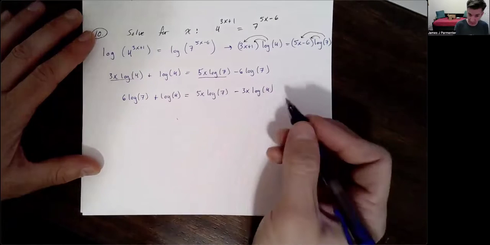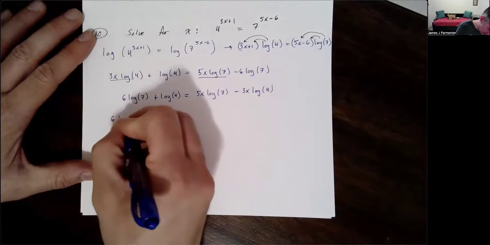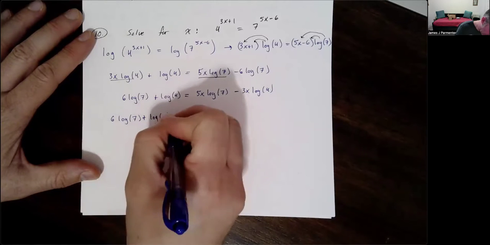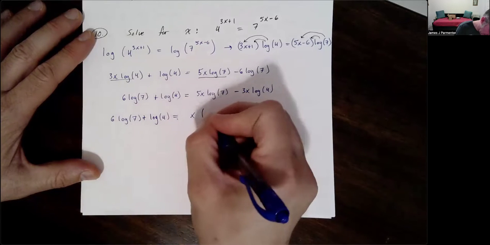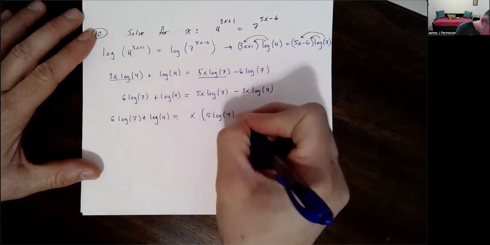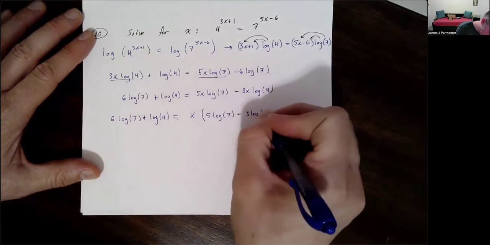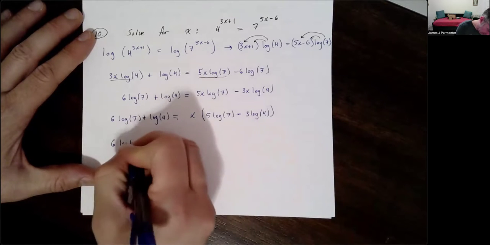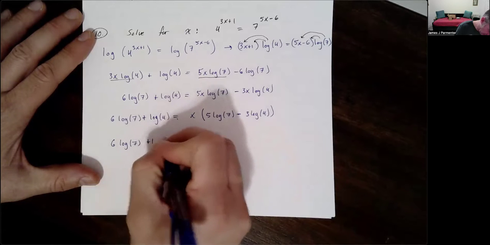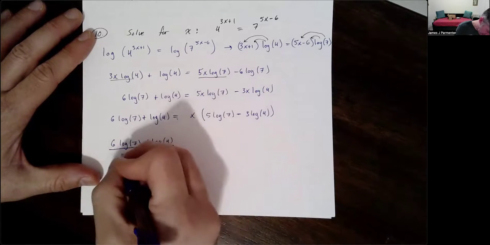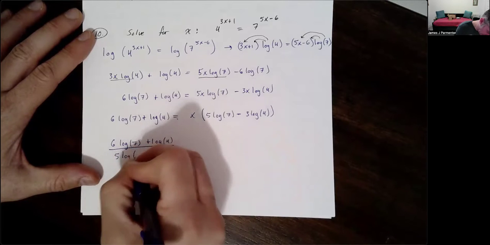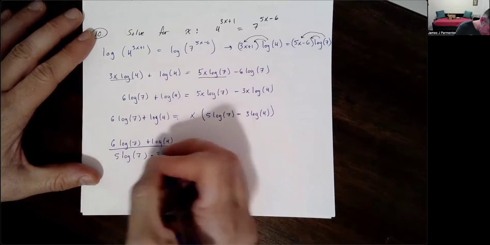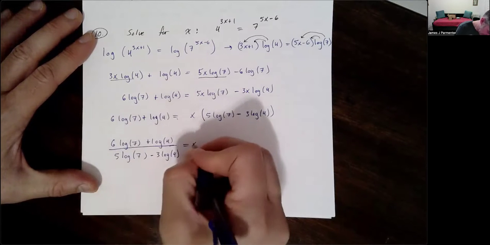On the right-hand side, factor out the x. So you have 6 log of 7 plus log of 4 equal to x times 5 log of 7 minus 3 log of 4. And then divide both sides by all that to get x equal to 6 log of 7 plus log of 4 divided by 5 log of 7 minus 3 log of 4. It's a lot of writing here. And sadly, there's really no canceling or simplifying to do. This is kind of it.